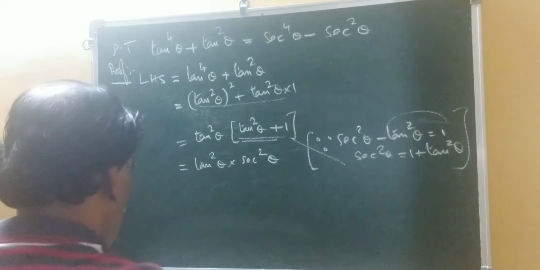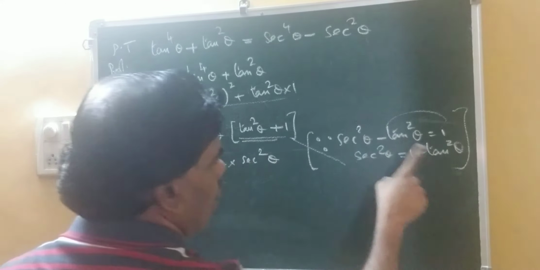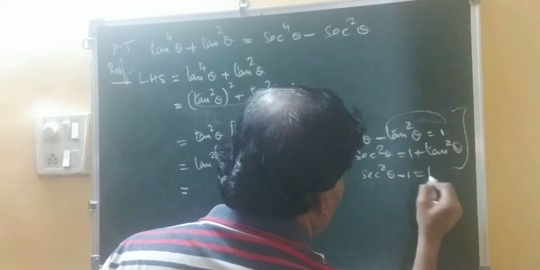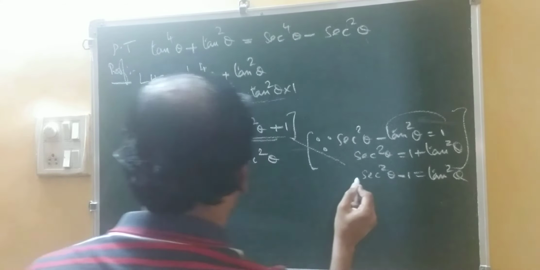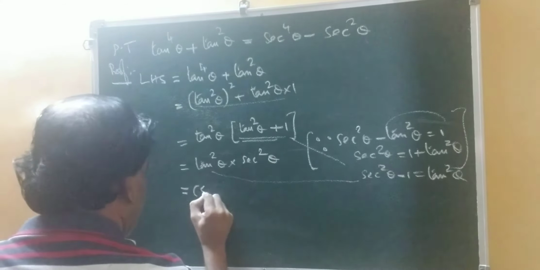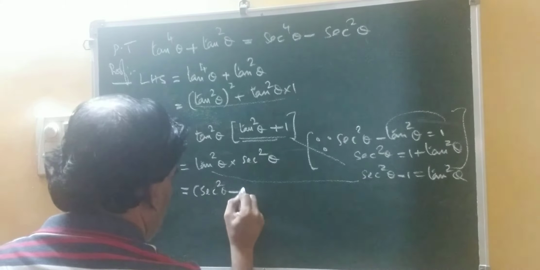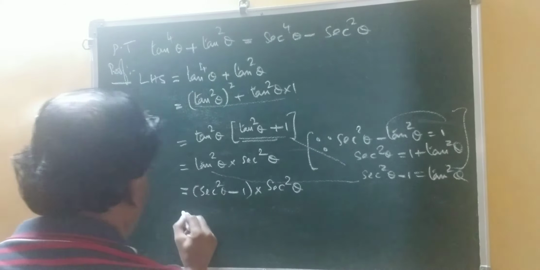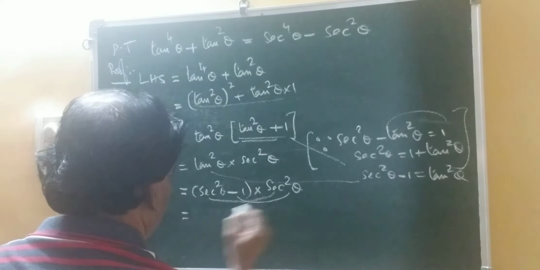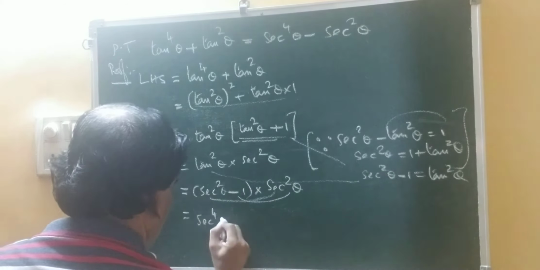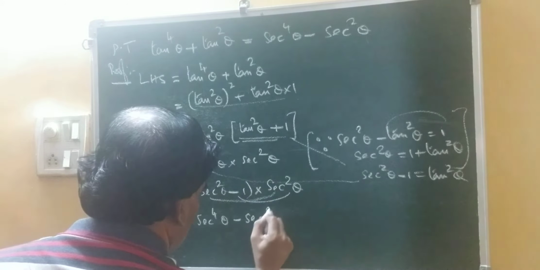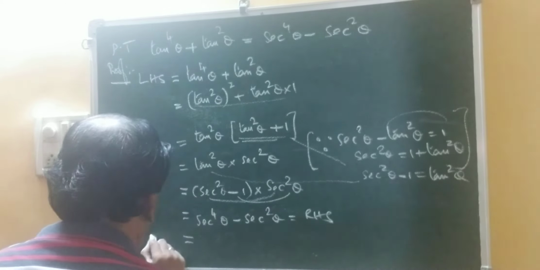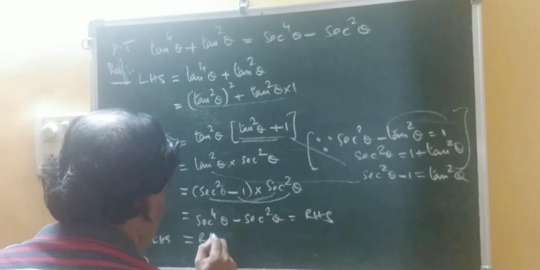Now what is tan square theta again? Here, sec square theta minus 1 equal to tan square theta. So here we will do it. Sec square theta minus 1 into sec square theta. So multiply: sec raised to 4 theta minus sec square theta. This is equal to your right hand side. So left hand side equal to right hand side.